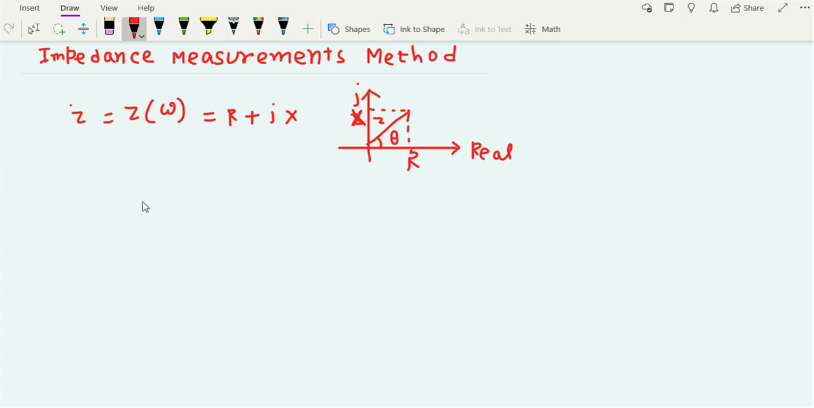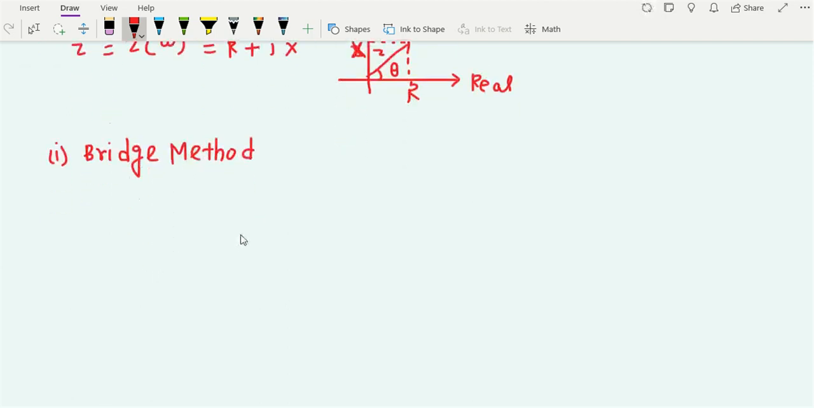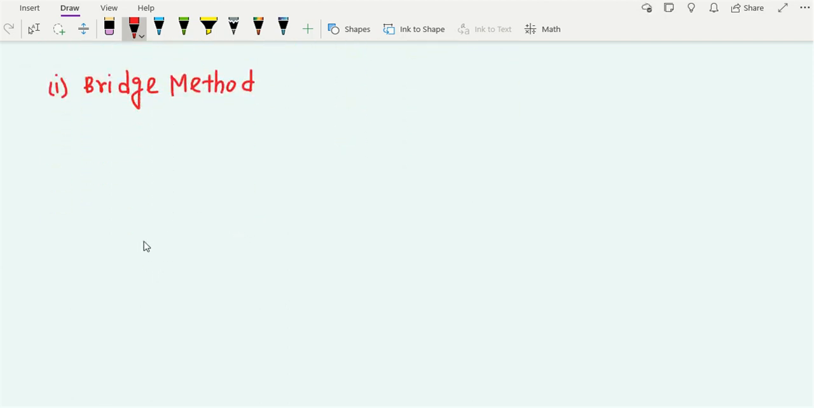There are many impedance measurement methods. Today we will discuss four of them. The first one is the bridge method. In the bridge method, let's draw the bridge first.